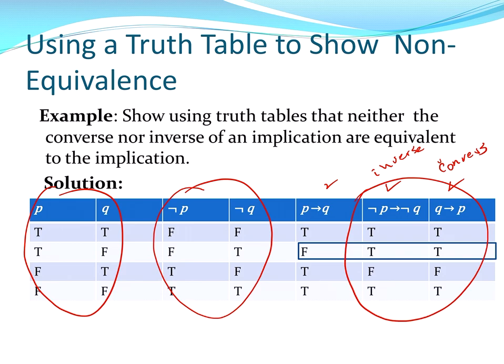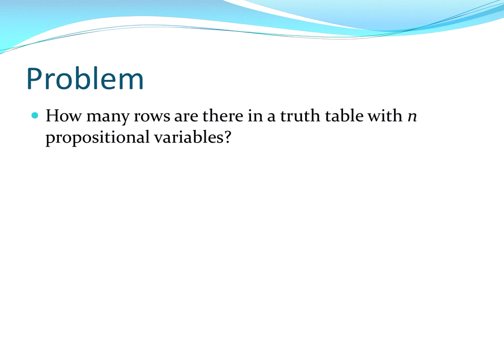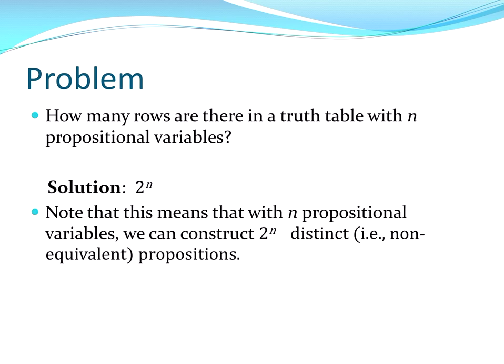All right, a couple more slides. How many rows are there with n propositional variables? Well, for 1, we saw that there are 2 rows. For 2, we saw that there are 4 rows. For 3, we saw that there are 8 rows. Turns out it's 2 to the n. So if you have n propositional variables, you're going to need 2 to the n rows to capture all possible values. So these tables can grow pretty quickly.